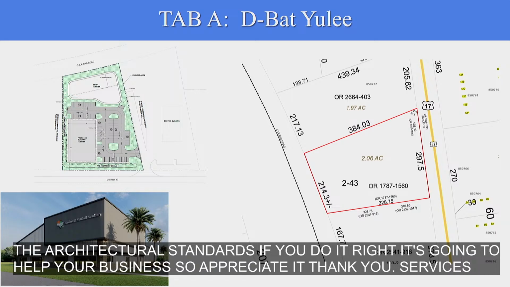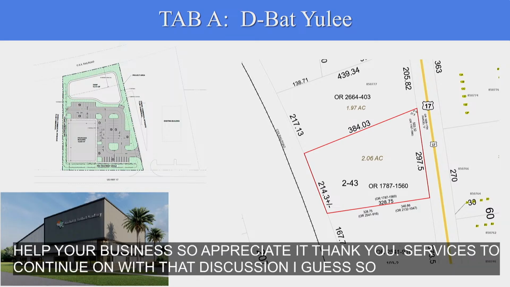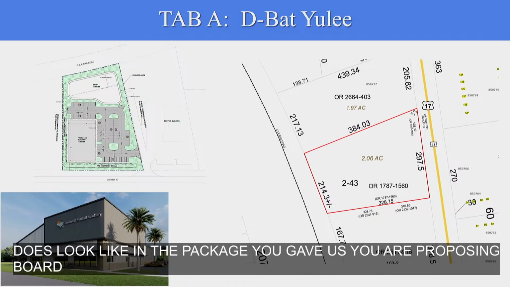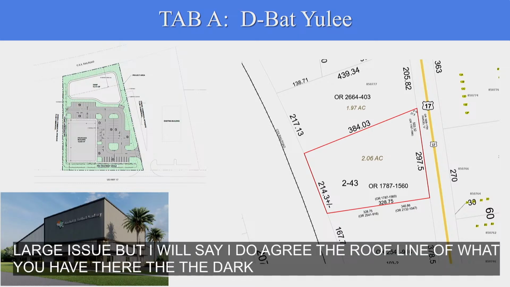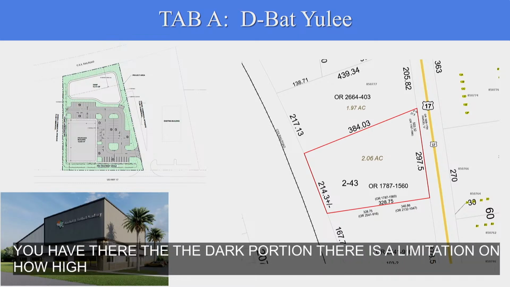To continue on with that discussion, it does look like in the packet you gave us, you are proposing board and batten on the side. So the siding itself may not be a large issue, but I do agree on the roof line of what you have there, the dark portion. There is a limitation on how high that can go above. We can bring that down. It's more of a thing to show you what we can do, not to break up the slope of the roof. Yes, sir. We could do a 1:12 pitch and bring that sign down. It would also help in the height.